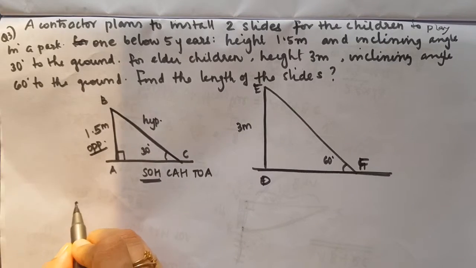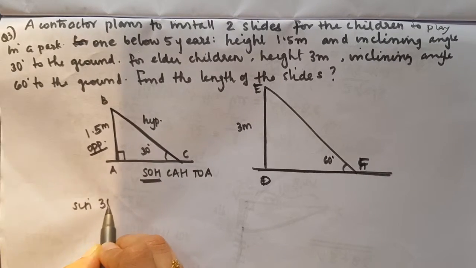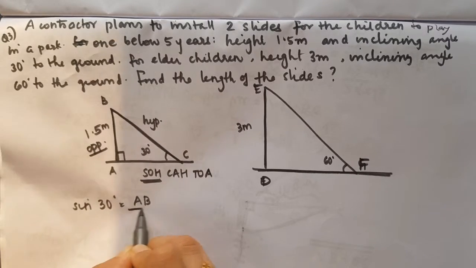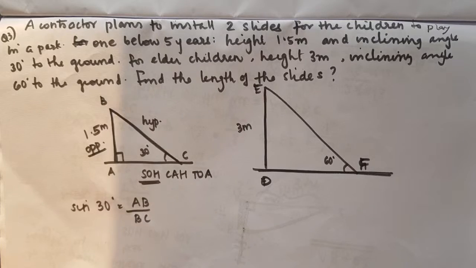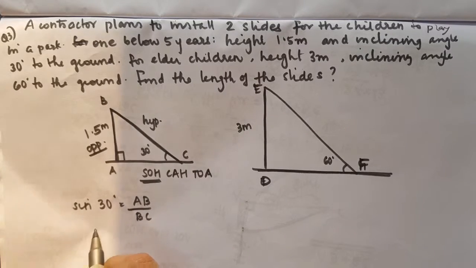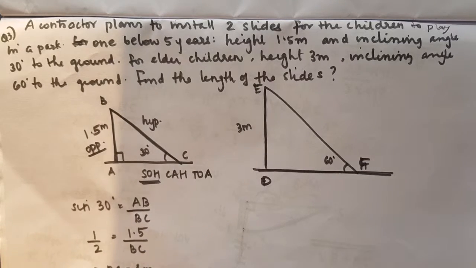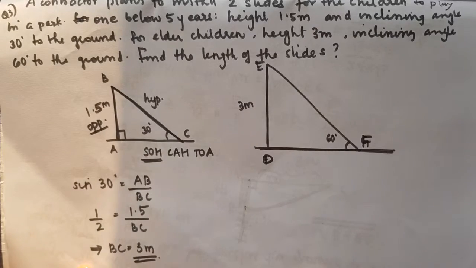So we'll use sine 30 degree is equal to opposite, that is AB by BC. Now we know sine 30 degree is equal to 1 by 2, that is equal to AB is 1.5 by BC. So that gives BC is equal to 3 meters. So BC is equal to 3 meters.